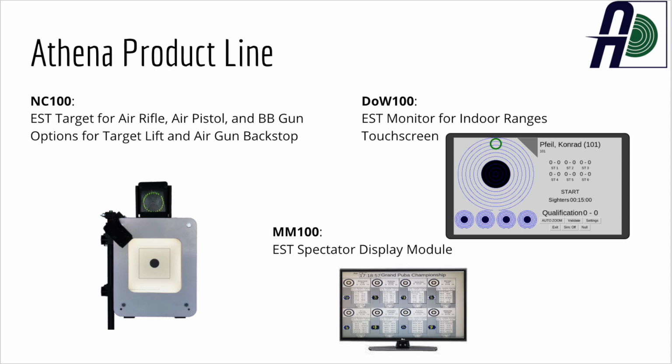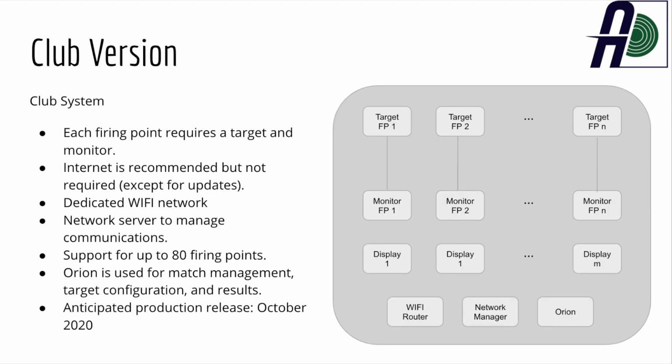Athena will be offered in two versions, club and at home. The club version supports multiple firing points, with each firing point requiring an EST target and monitor. In this version, internet access is not required, but an isolated Wi-Fi network is needed.